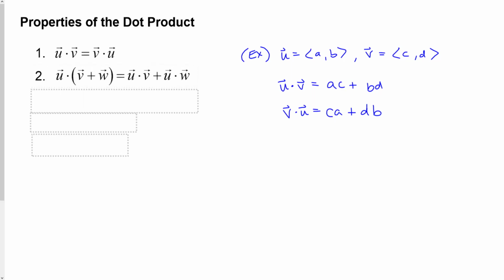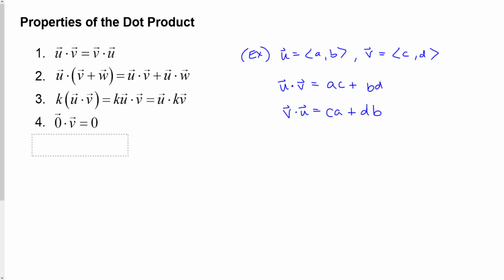Next up is like a distributive property. u dot the sum v plus w is u dot v plus u dot w. k times the dot product u dot v can be done by applying the constant value k to either vector first. So it doesn't matter if you do it before the vector operation or after the vector operation. Either way is fine.